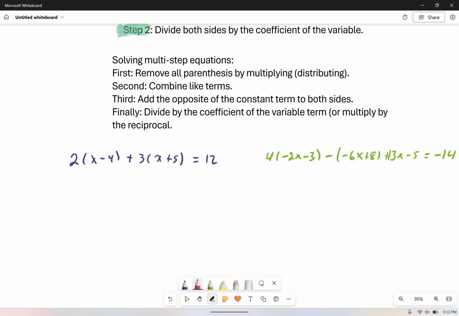on solving multi-step equations where there's a variable only on one side. You can solve multi-step equations where there's variables on both sides, but that's not what I'm doing right now. So we're going to do this in a series of steps. And here's the first step.